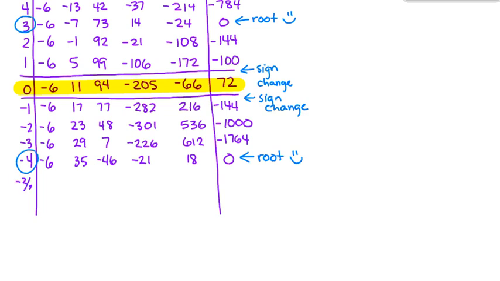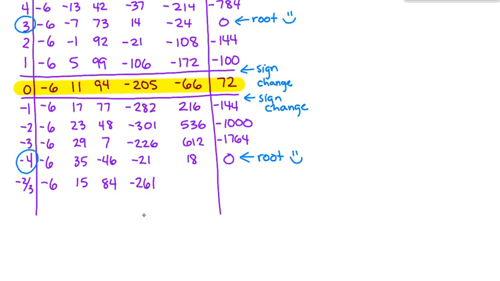And I'm going to go ahead and put it right here in my chart. Negative 2/3, bring down the negative 6, multiply that by negative 2/3, add the 11, and you get 15. Multiply that by negative 2/3, add 94, and you get 84. Multiply that by negative 2/3, add negative 205, and you get negative 261.